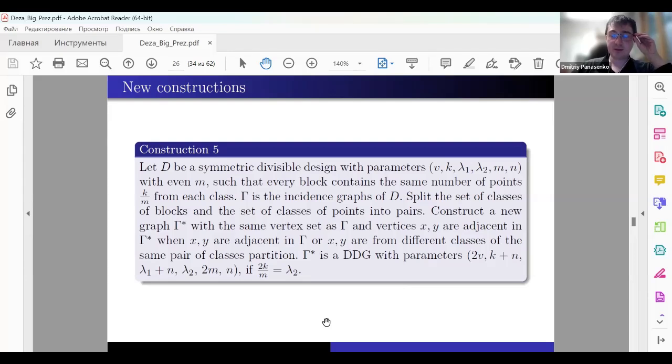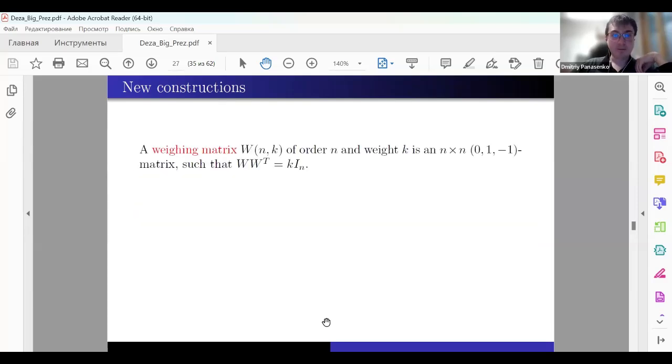We just get pairs and construct a new graph, gamma star, with the same vertices. Vertices are adjacent in gamma star if they're adjacent in the original incidence graph, or if they are from different classes of the same pair of this partition. If 2k multiplied by m equals lambda 2, we can have divisible design graphs as well.